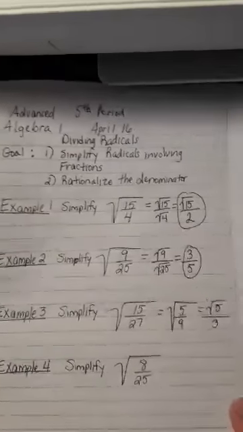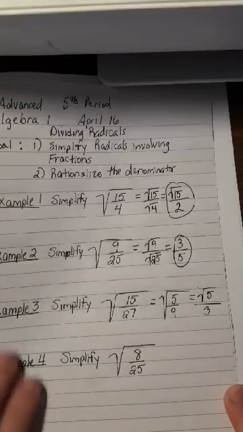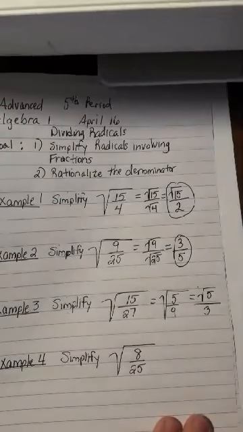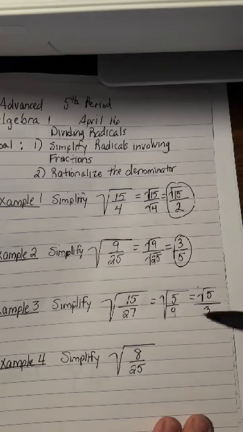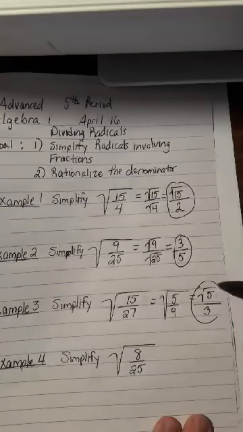Let me make sure you can see that. So you get the square root of 5 over 3. Make sure you don't have a square root over the 3. It's just plain 3. And that is your answer.